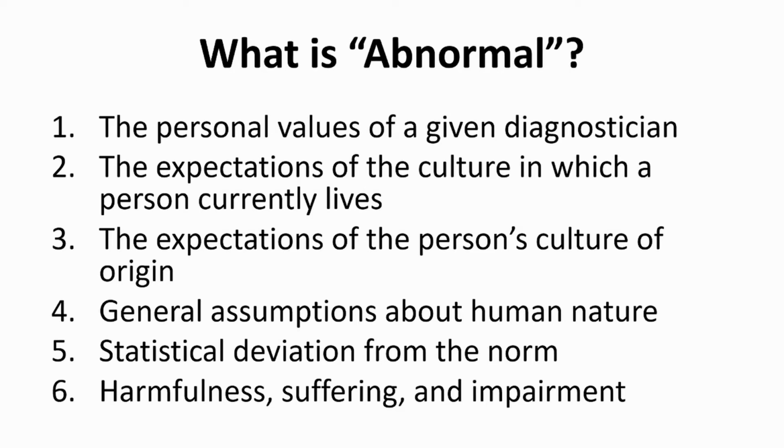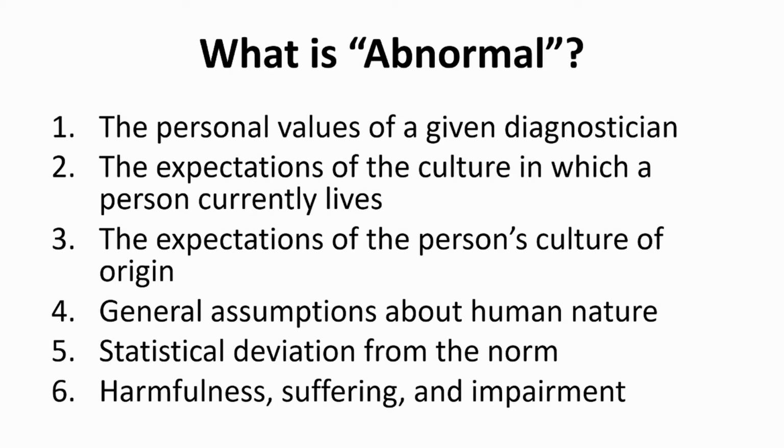So these 6 are: 1, the personal values of a given diagnostician. So the person who's deciding if you have a disorder, the person who's deciding if this behavior should be considered abnormal or not. That is one way we could decide that a behavior is abnormal. Our second point would be the expectations of the culture in which a person currently lives. So if that person lives in Canada, is that behavior abnormal by Canadian standards? We can also look at the expectations of the person's culture of origin. So if they weren't born in Canada, maybe they were born somewhere else, we'd look at those cultural standards.